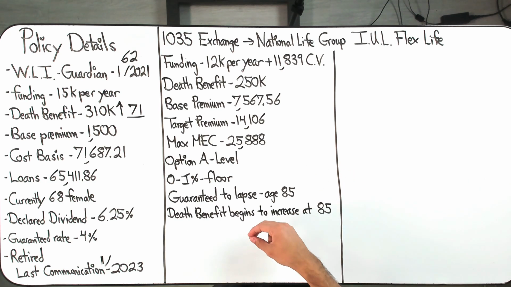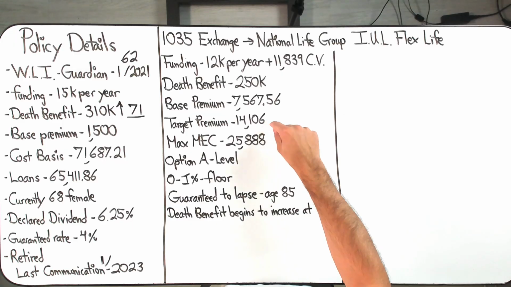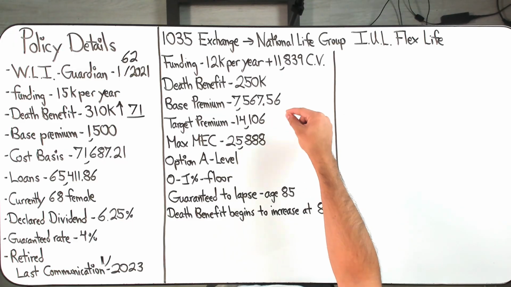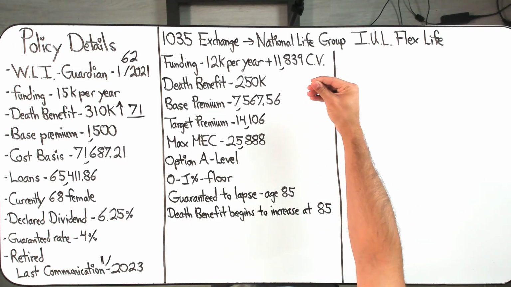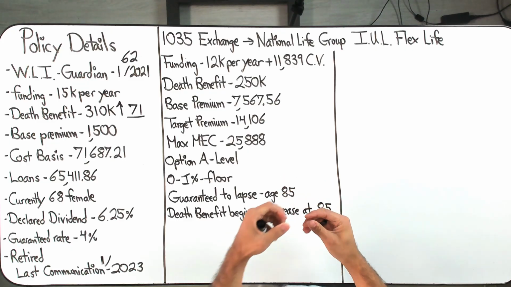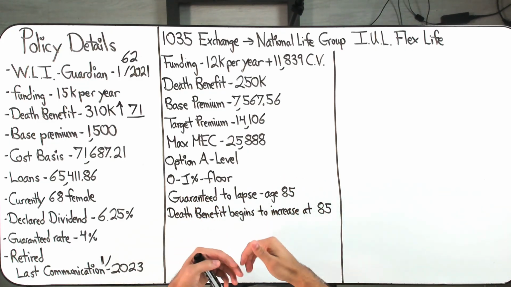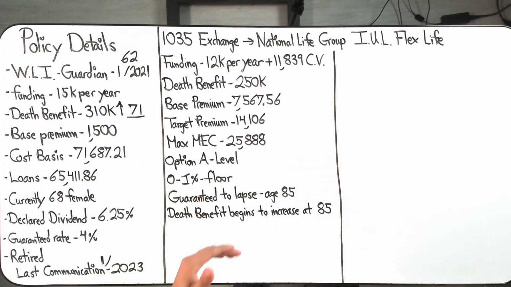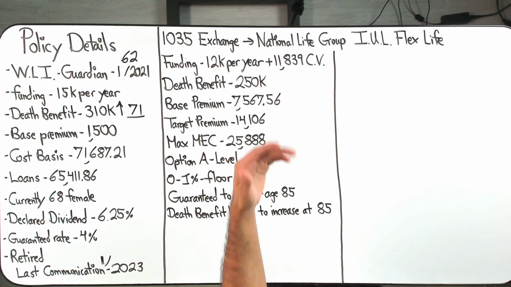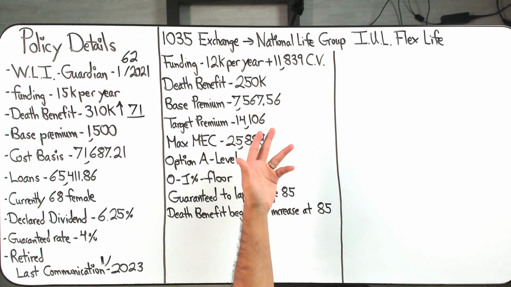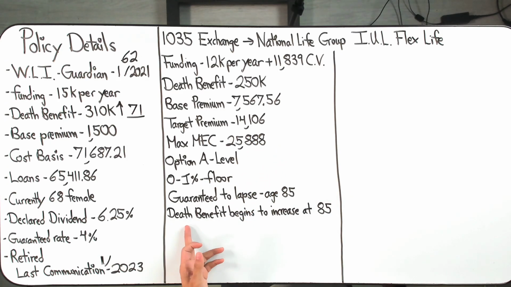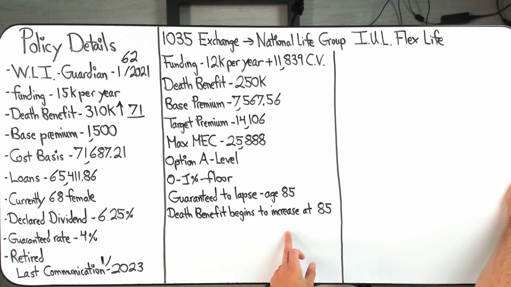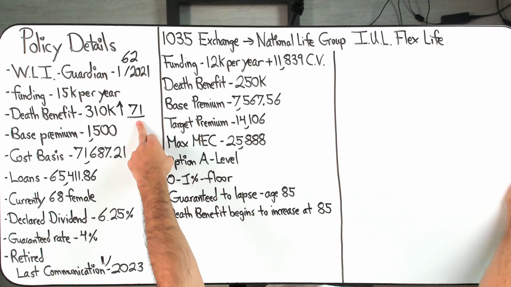In order to avoid a lapse, she needs to pay more toward the target premium. She needs to pay more, right? And if she does not do that, she is at risk of losing this whole entire asset. Now, if she funds it optimally, and let's say the IUL performs optimally, which I would hope that it does, the death benefit doesn't begin to increase till age 85, versus mine begins to increase at age 71.